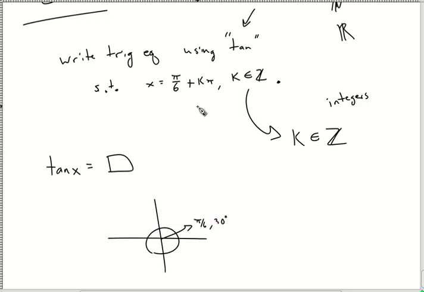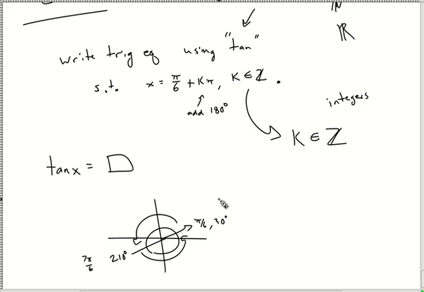And they're saying to add 180 every time, so I'm going to add 180. What do I get? I get over here at the 210, or again, this would be the 7 pi over 6. And I'm going to add another 180, and add 180, and so on. Okay, so that's cool. I get it.